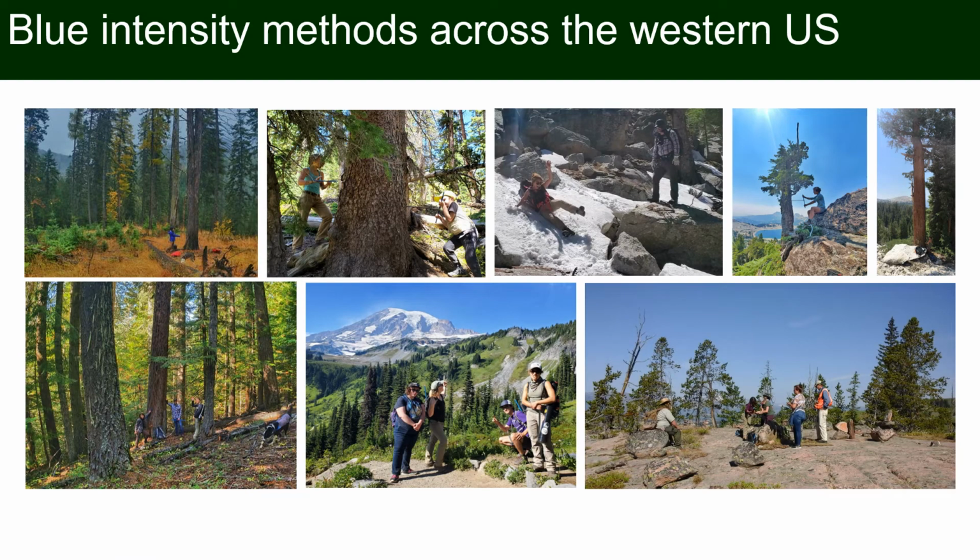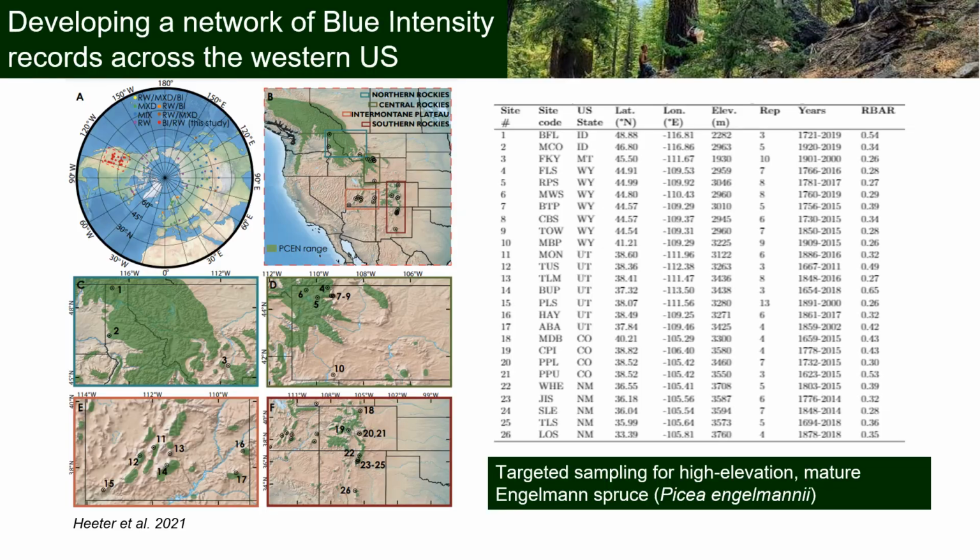The majority of my dissertation involved building a network of BI chronologies across the western US. This work is still ongoing, but today I'll show you some results from a portion of the network across the Rocky Mountain region that's developed from latewood blue intensity of Engelmann spruce. Here is a breakdown of the 26 high elevation Engelmann spruce sites across the Rocky Mountain region of the United States. For each site, I developed both total ring width and latewood blue chronologies. The latitudinal range of the network spans 33 to 49 degrees north, and many of these sample sites were previously sampled for the Briffa and Schweingruber MXD network.